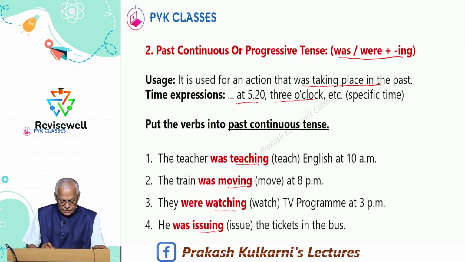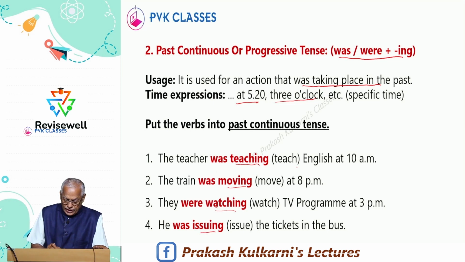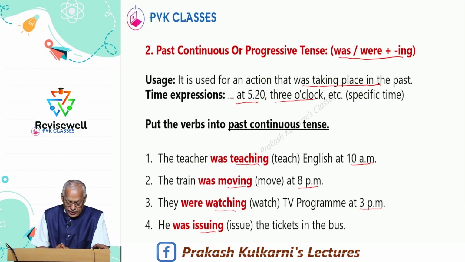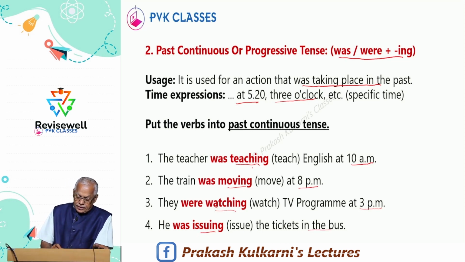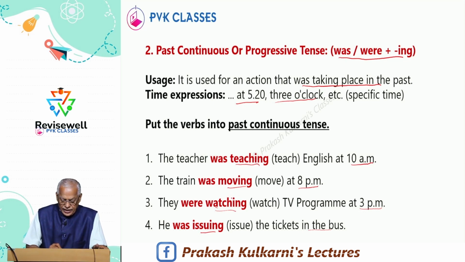The teacher was teaching English at 10 a.m. The train was moving at 8 a.m. The train means it was. They were watching a TV program at 3 p.m. He was issuing the tickets in the bus. So here the verbs in red color indicate the correct tense form of the verb given in bracket.